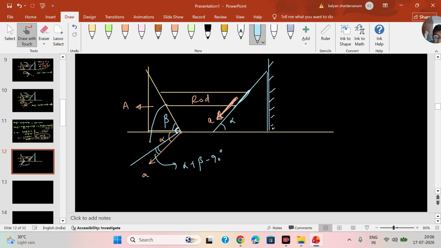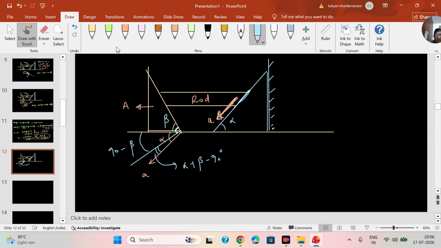This angle, I'm sorry, this angle, what will be that angle? This whole angle is 90. In that you remove beta. So this is 90 minus beta.